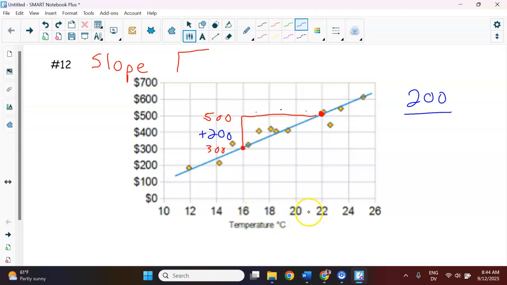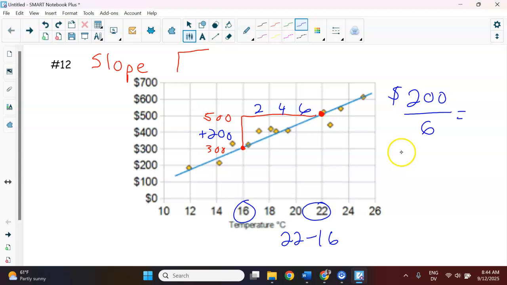Okay, and then the x, it is 1, 2, 3, but I don't even know what it's going by. It's going by 2s maybe. So yeah, it should be 2, 4, 6. So that's a change of 6. You could also just do 22 minus 16. That'll help you figure out that the x changed by 6. So basically, as the temperature went up by 6, the money went up by 200.